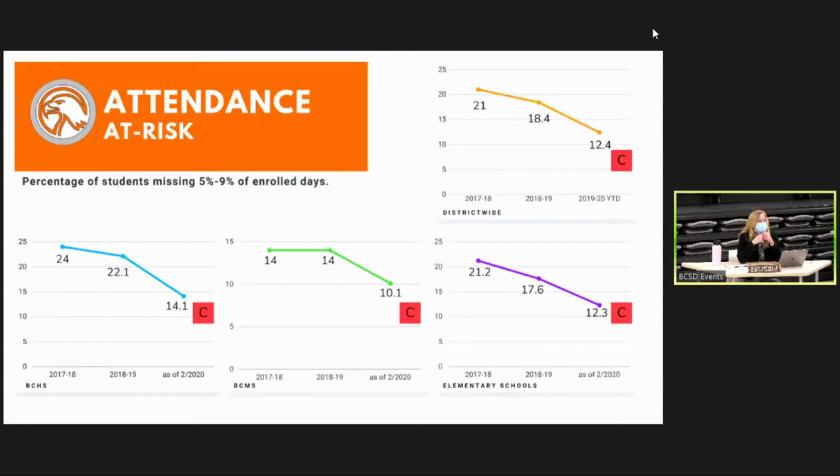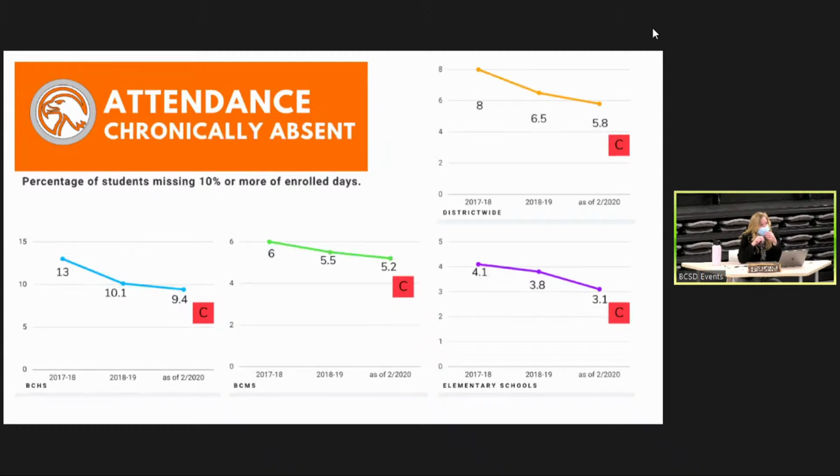One of the areas related to wellness we were spending a lot of time on and really trying to improve, which you can see was certainly impacted by COVID, but we were seeing some progress. This one shows 5% to 9% of absenteeism, so you can see that those numbers were declining, which is what we wanted to see. And on the next slide, where we're looking at chronic absenteeism, which is 10% or more, we were really starting to see some improvement in that.